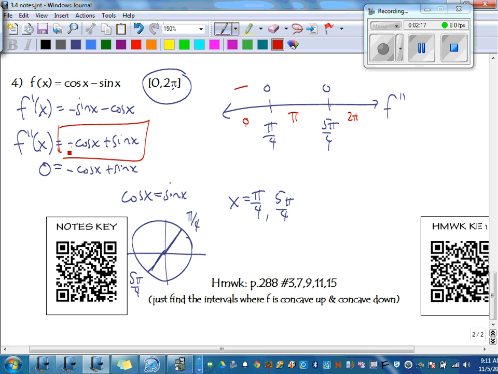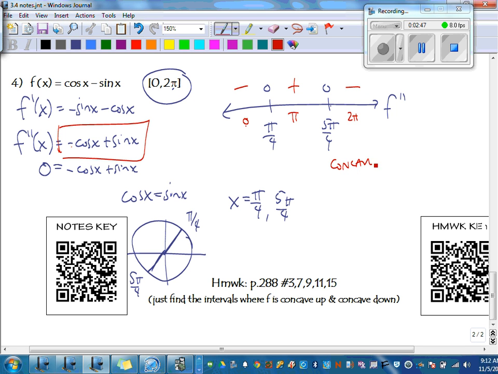We use pi, negative cosine of pi. Well, cosine of pi is negative 1 times negative 1, that makes it positive. And sine of pi is 0. So we're going to end up with a positive here. And 2 pi, really, we don't even have to do this again. 2 pi is coterminal with 0, so these are going to be the same. But if you go back and do it, cosine of 2 pi is 1 times the negative, gives us a negative 1, plus sine of 2 pi is 0, so it gives us a negative.